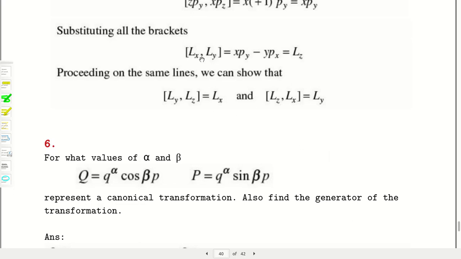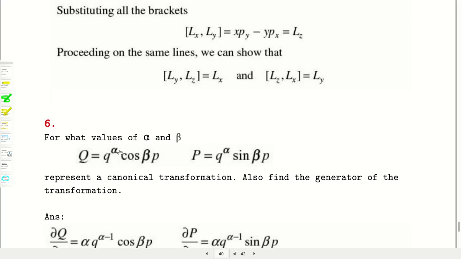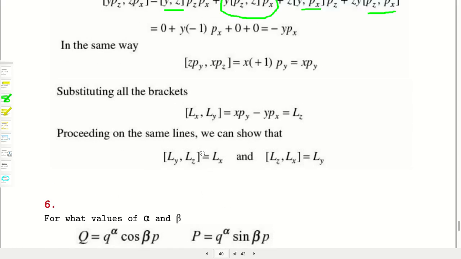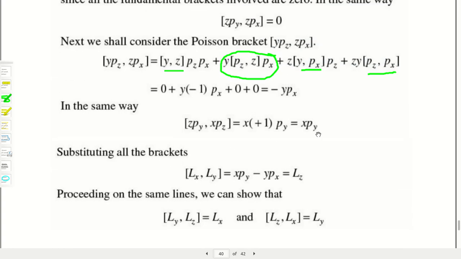Similarly, you can prove that the bracket of Ly and Lz is equal to Lx, and of Lz and Lx is equal to Ly. In future you will see that this is again the building block of the angular momentum commutation relations of quantum mechanics. So you can directly write it from here. Just remember these results of classical mechanics, and you can use them in quantum mechanics. This problem has been discussed in our previous class. At this point, let me thank you for listening.